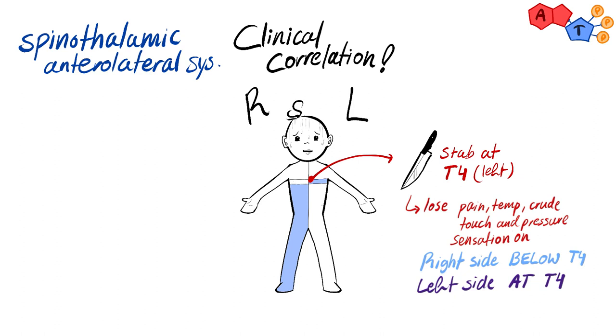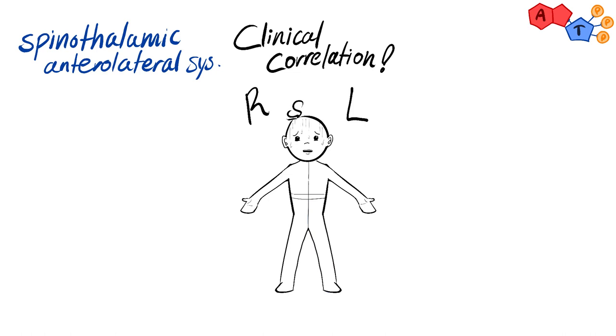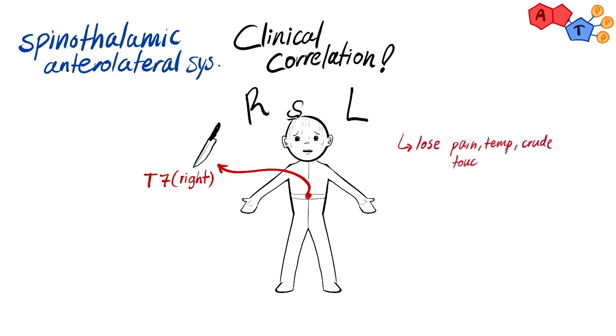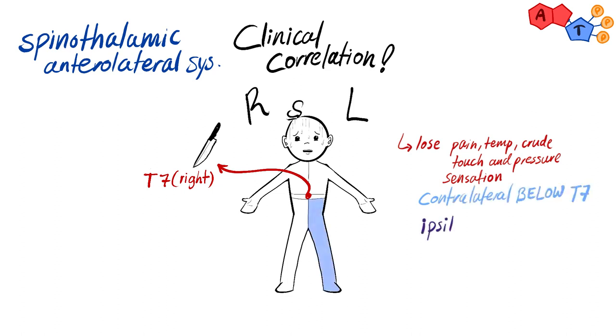So pause again and try to understand the following statement. Injury to the right part of the spinal cord at the level of T7 will result in contralateral loss of pain, temperature, crude touch, and pressure sensations below T7 and ipsilateral loss of all sensations on the same side of T7. Contralateral in this example refers to the left side, while ipsilateral, which is the same side, is the right side.